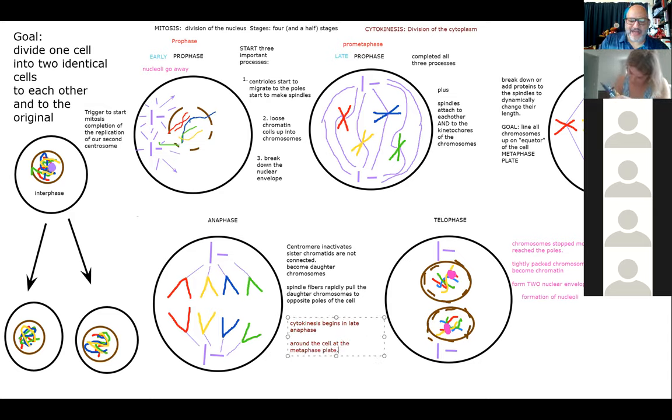Remember, actin, we mentioned, was one of our cytoskeletal structures, and it allowed for dynamic changes in the shape of the cell. And this actin ring pretty much works like a belt, right?